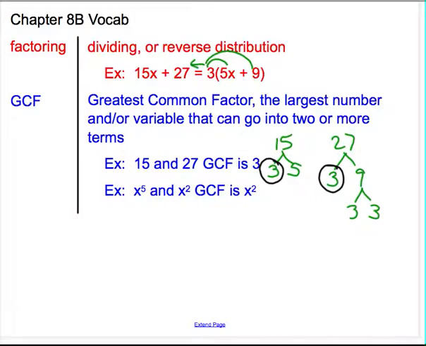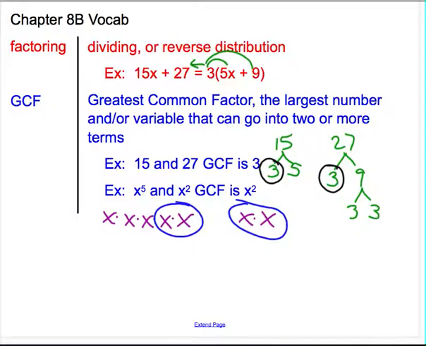Thinking about variables, you can do it the same way. Remember, x to the 5th means x times x times x times x times x. X squared means x times x. So looking at our factors, how many x's do we have in both? It's not exactly a factor tree, but in both factors I've got x times x in both cases. So the greatest common factor would be x squared. Hopefully you see the shortcut with variables is you just look for the smaller of the two exponents, because x times x can go into x to the 5th power.